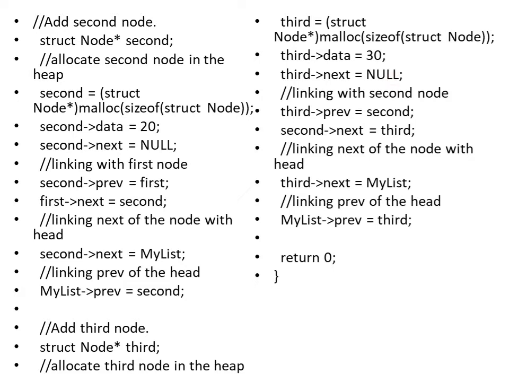What happens now? Previous stores the address of the second node. In the second node what happens? See here, it will store the address of the first. In the first what happens? It has a null value. Now you can see third of prev equals second, then second of next equals third. Then I am linking the node with the head, then third of next equals my list. Then I am linking the previous of the head. For that reason I am making my list of prev equals third. Then I am returning 0.